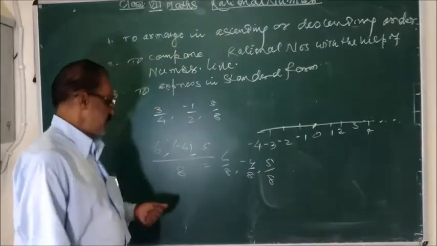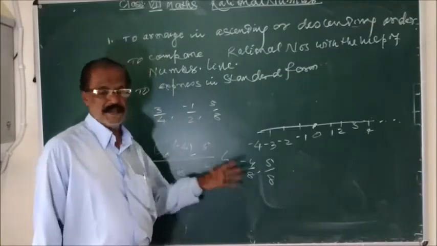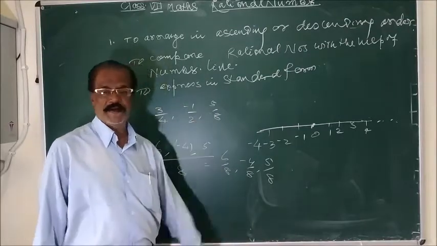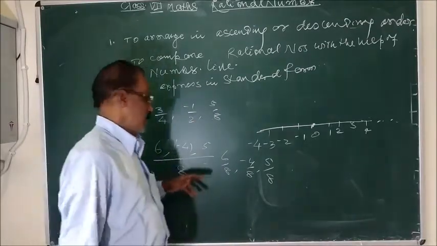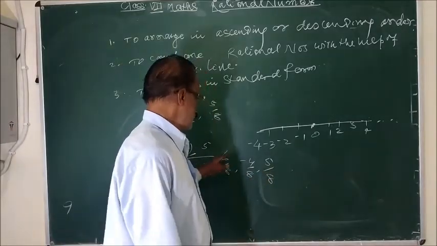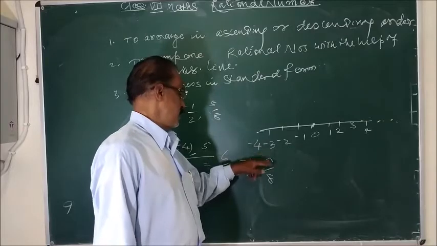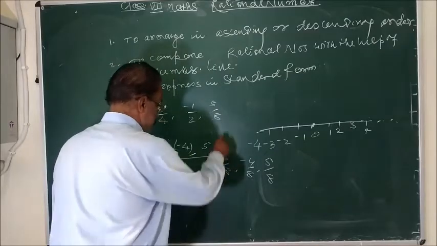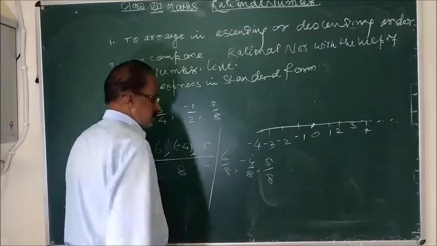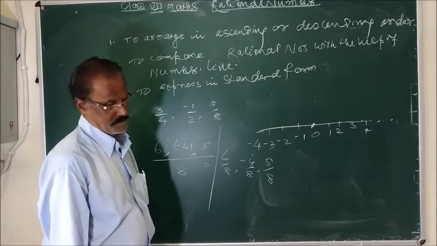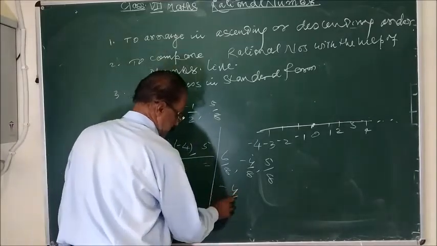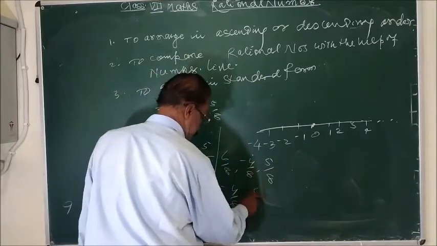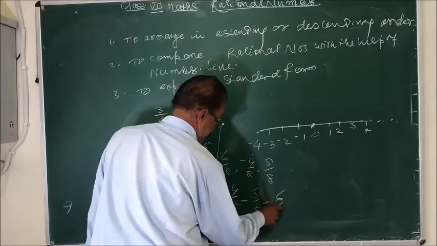Now you see, what is the difference between this and the given rational numbers? We have converted all the denominators to a common denominator. So all the denominators are 8. Now you can see 6, minus 4, and 5. Suppose you have to arrange in ascending order. The lowest number you have to write first. A negative number is always less than a positive number. So first minus 4 by 8, then greater than this will be 5 by 8, and greatest will be 6 by 8.